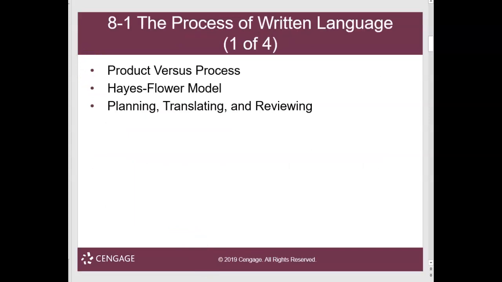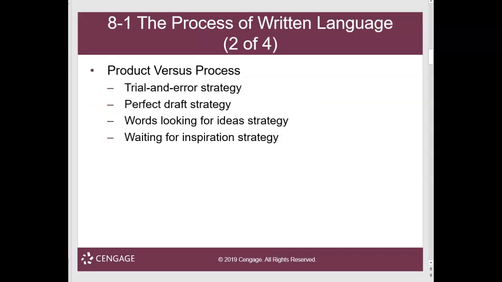So we're going to talk a little bit about the process of written language, the product versus, there's a mosquito in my office and I guarantee you it's going to bite me. Product versus process. I just like you all to know what I'm dealing with as I'm recording. You're welcome. No, I'm just kidding. The Hayes Flower model, and then thinking about planning, translating, and reviewing.